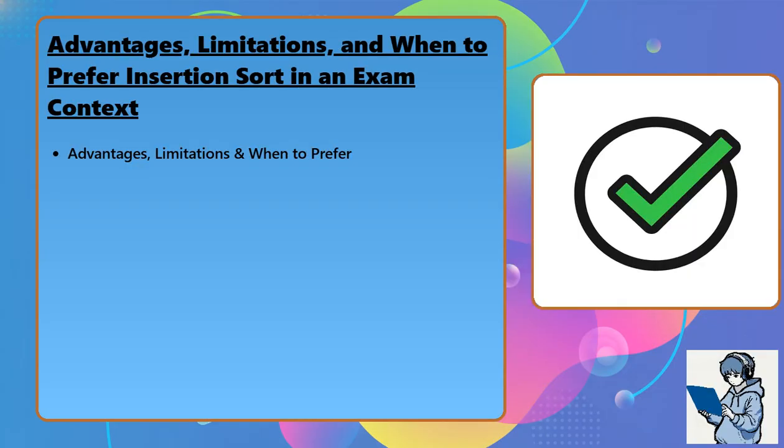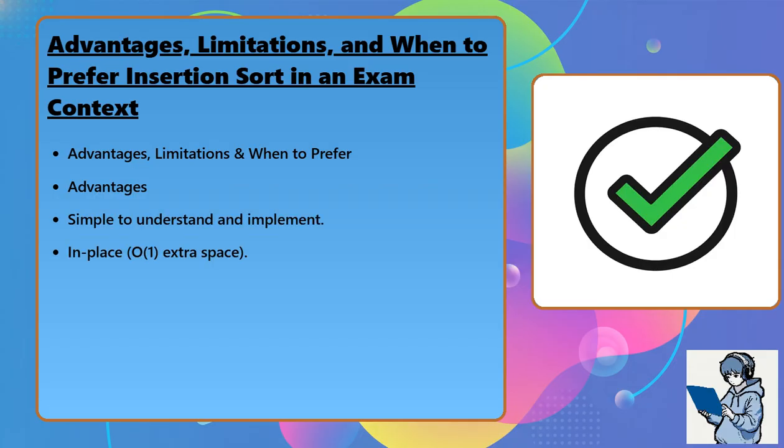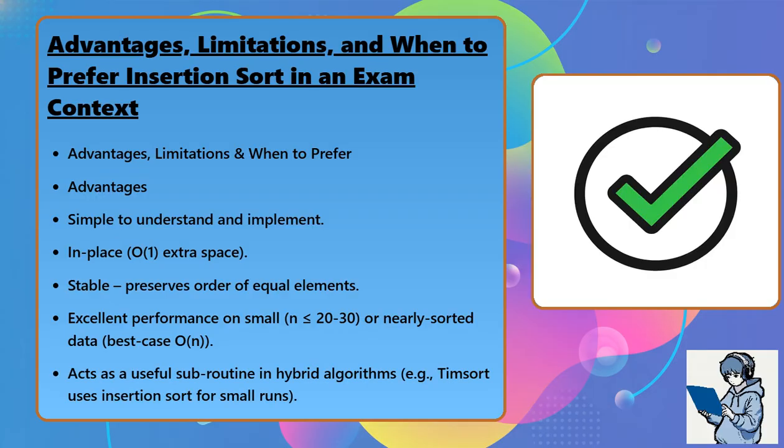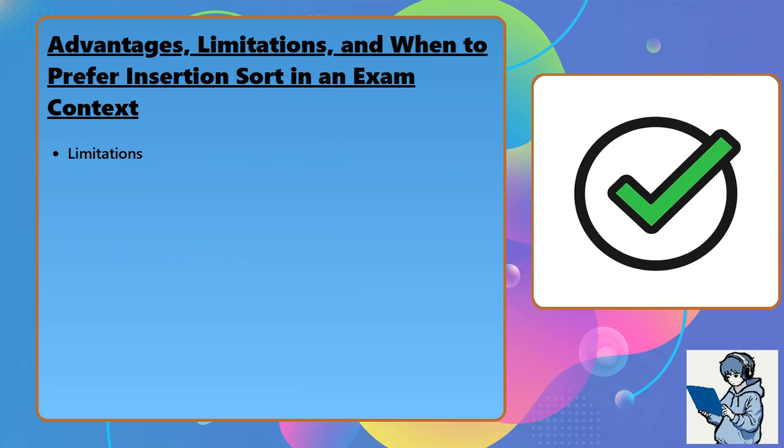Advantages, limitations, and when to prefer. Advantages: simple to understand and implement. In place, O of 1 extra space. Stable, preserves order of equal elements. Excellent performance on small inputs, n less than or equal to 20 to 30, or nearly sorted data, best case O of n. Acts as a useful subroutine in hybrid algorithms. For example, TimSort uses insertion sort for small runs.